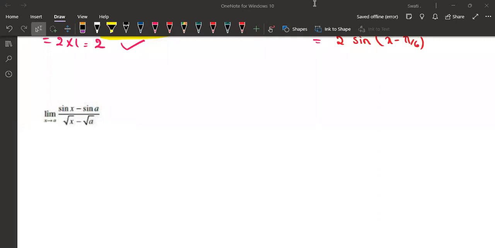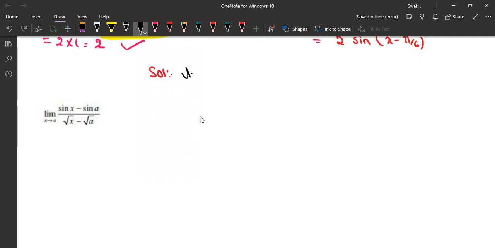All right, so this is our last question of today's video. So let us simplify this. Limit x tends to a, sine x minus sine a upon root x minus root a. So let's start with the solution. I want to change the color now. So I will use a black color.